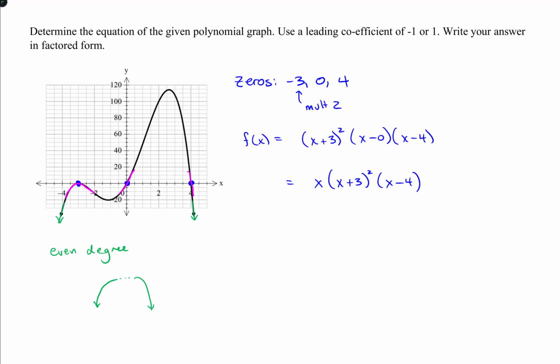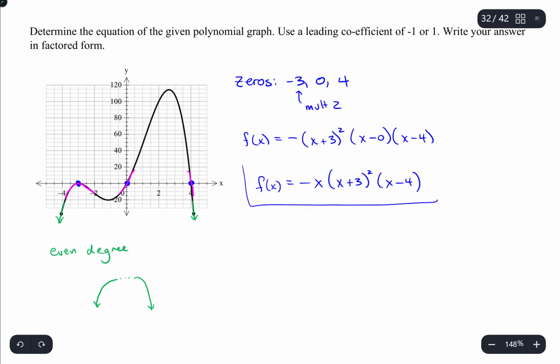So it's even degree, which looks like the squared function, the parabola, but it's flipped upside down. So I need to multiply through by a negative in order to flip this graph. So my final answer here is this polynomial right here.